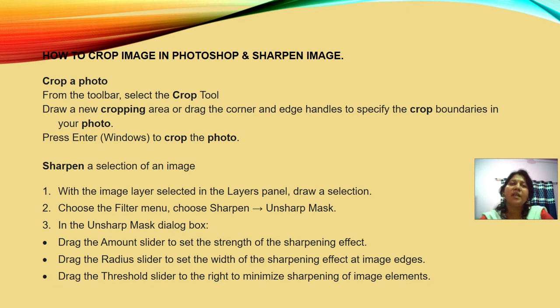With the image layers selected in the Layers panel, draw a selection, choose the Filter menu, choose Sharpen, then click on Unsharp Mask. In the Unsharp Mask dialog box, drag the Amount slider to set the strength of the sharpening effect. Next, drag the Radius slider to set the width of the sharpening effect at image edges. Drag the Threshold slider to the right to minimize the sharpening of image elements.